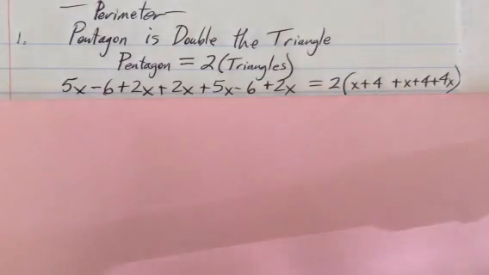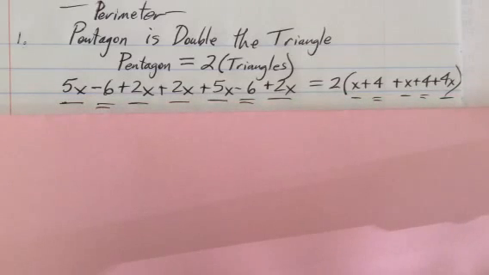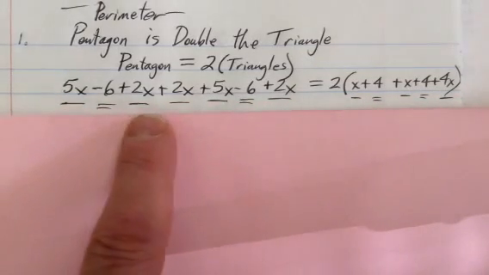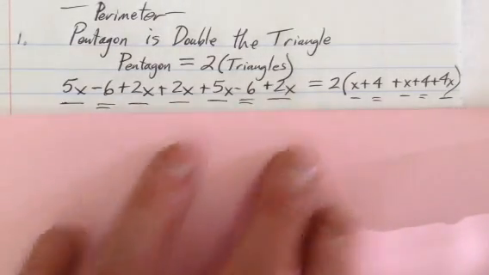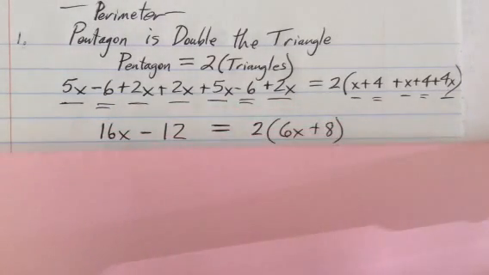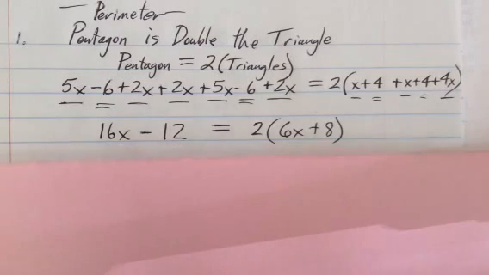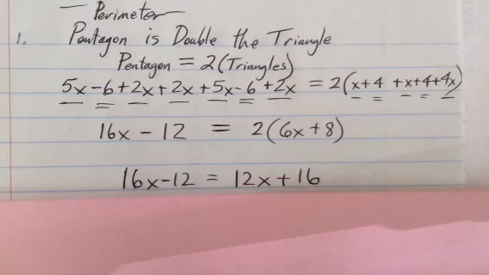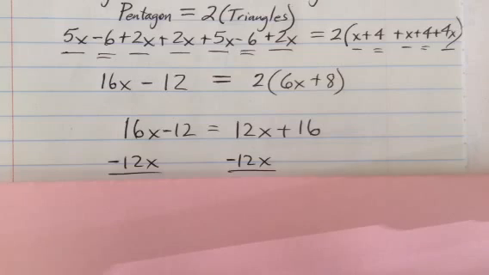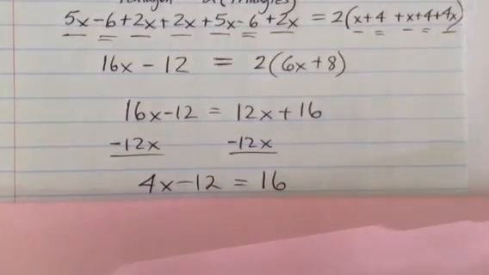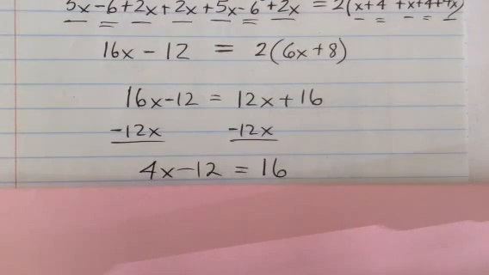triangle perimeter. And now I'm going to collect like terms. I take everything that's underlined once and combine that together. Everything that's underlined twice, I'm going to do the same thing. If I do that, I get this. Now I'm going to distribute, and I get this. 2 times 6x is 12x, 2 times 8 is 16. Continue on to solving. I'm going to subtract 12x from both sides to create 4x minus 12 equals 16.